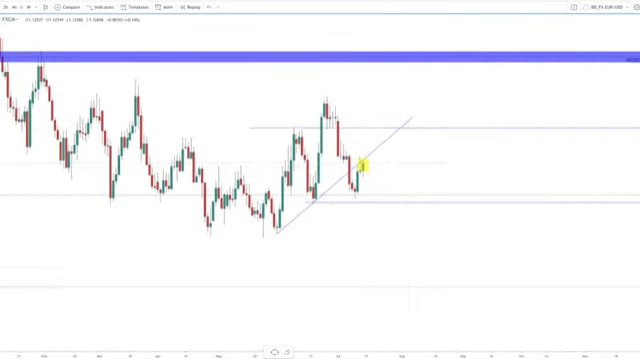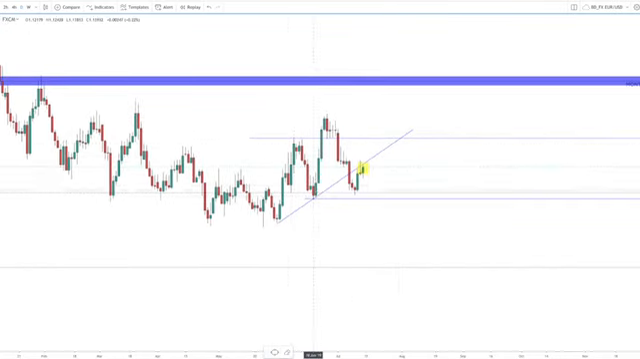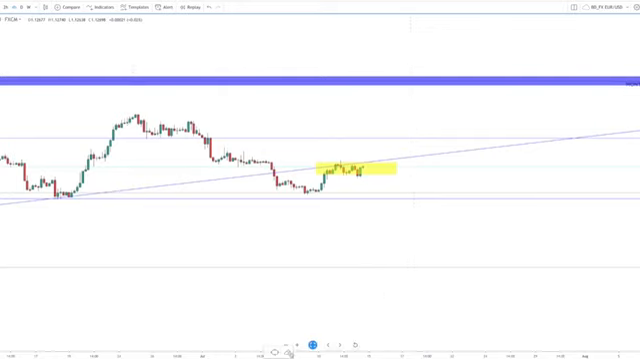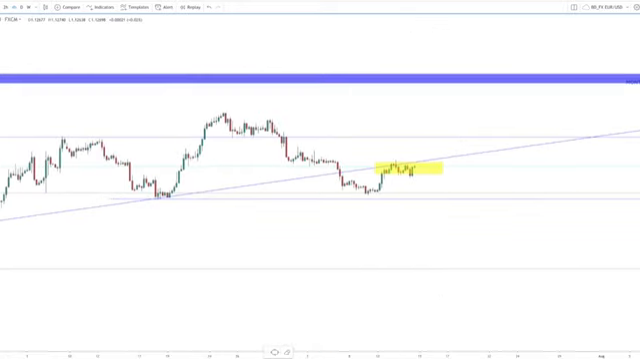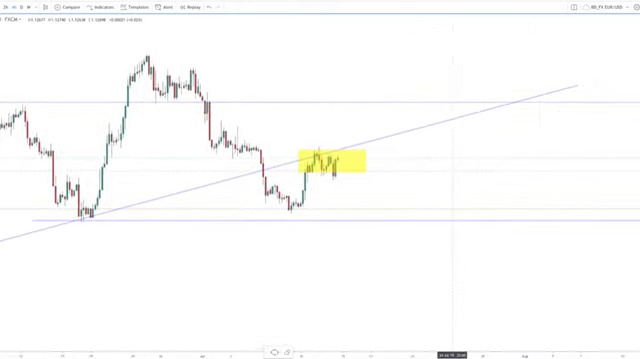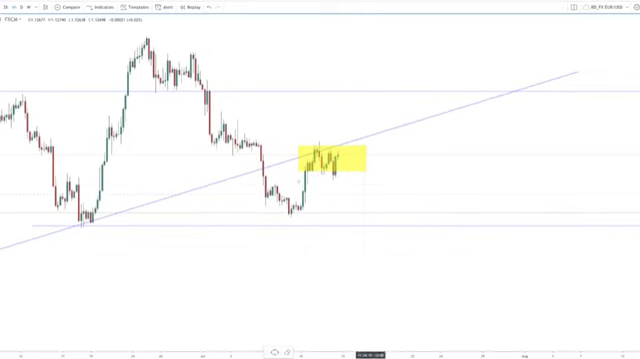So you can see here that we are creating higher highs, higher lows, higher highs, and we've created a higher low, and we're now trying to push up higher. Drop down to the 4 hour. I highlighted this consolidation zone last week and explained that we wanted to see a breakout of this in order to see where this pair was going to go next.